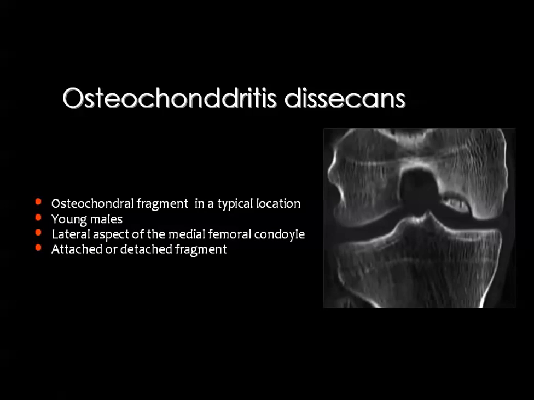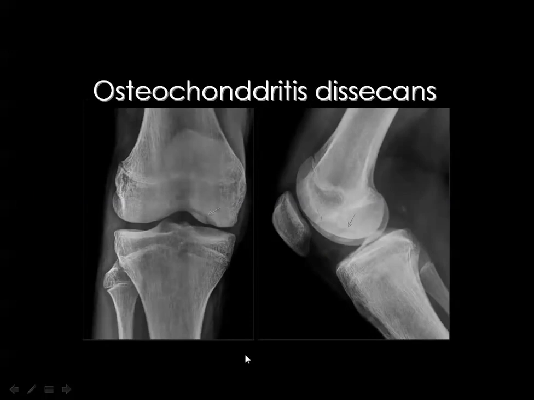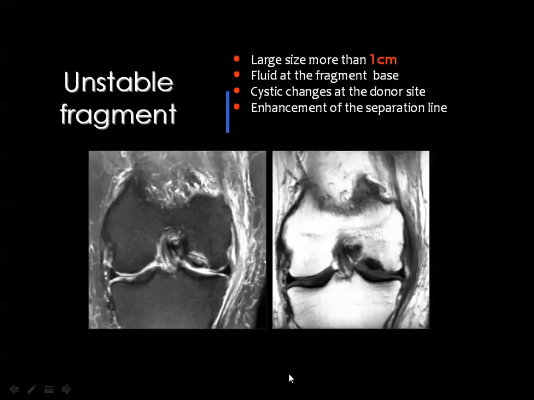Osteochondritis dissecans is an avascular necrosis occurring commonly in the medial femoral condyle, and it will result in a localized area of bone necrosis, which will later on separate from the mother bone. Then osteochondritis dissecans can be seen in the plain film, as you can see here. This is the osteochondral fragment, and this is the separation line, as you can see. But it is appreciated very well in the CT scan and also in the MRI.